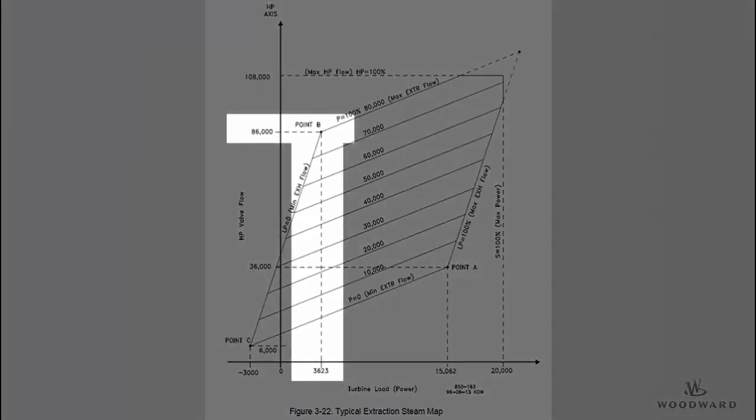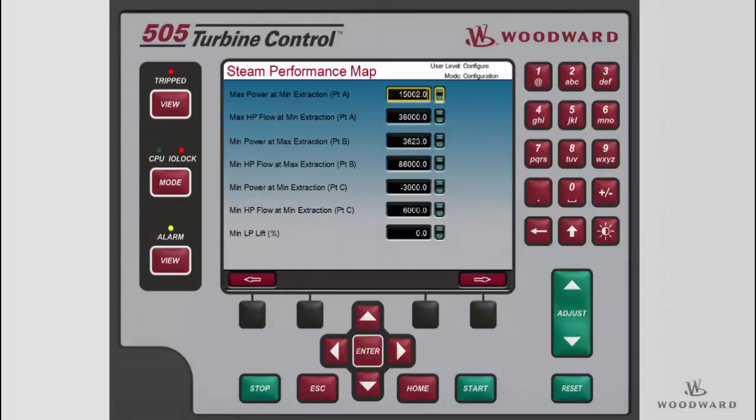Point B is where the LP equals 0 and P equals 100 lines intersect. The S-axis value is defined as minimum power at maximum extraction. It is about 3,623 kilowatts in our example. The HP-axis value is defined as minimum HP flow at maximum extraction, about 86,000 pounds per hour. The S-axis and HP-axis values for point B are entered on the third page of the steam map configuration menu.